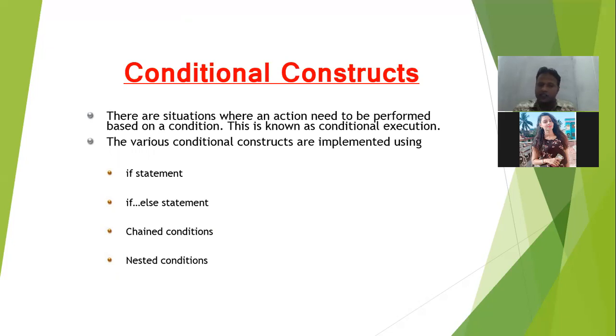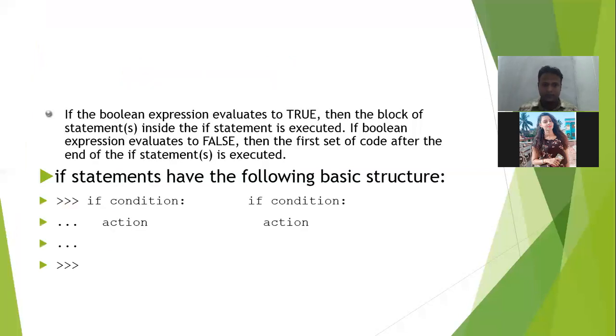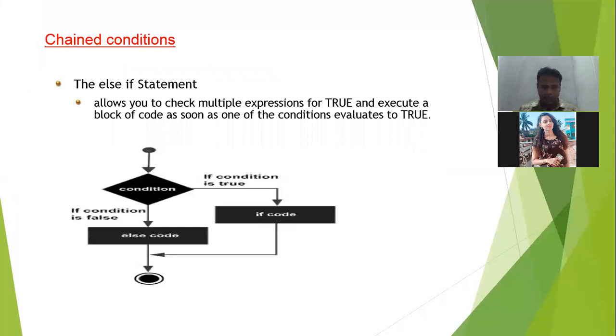The first is the if condition, which you already know from the Java programming language. If statement, if else statement, chained condition. Chained condition means within the if you can include another if. Then next is the nested condition. These are the different types of conditional constructs we are using. Now I'm showing you one example of an if construct.